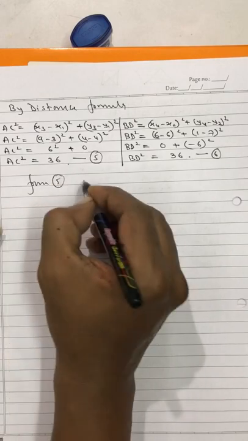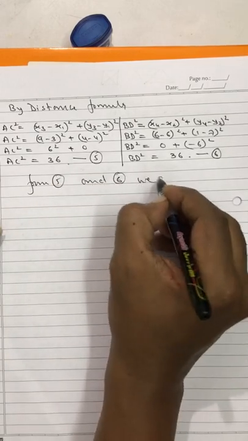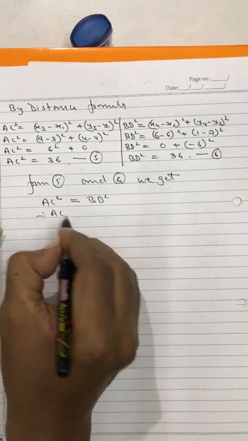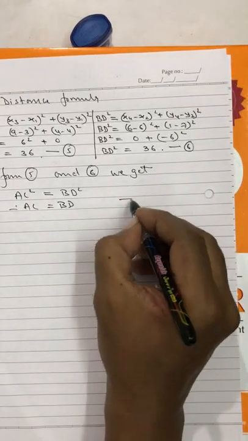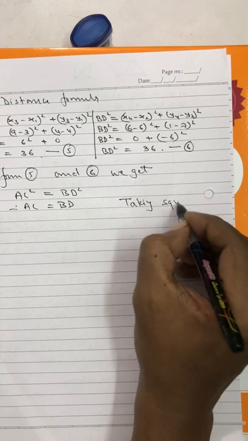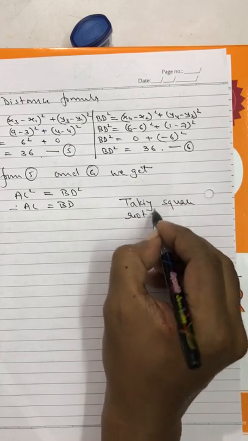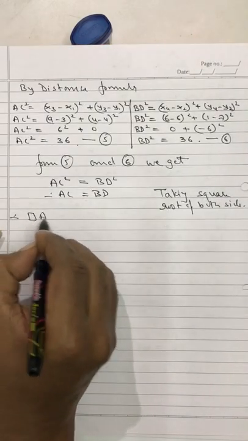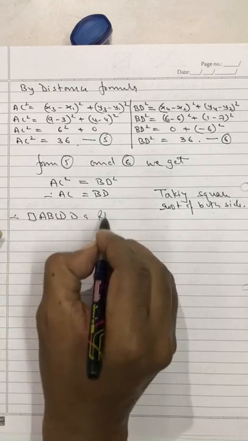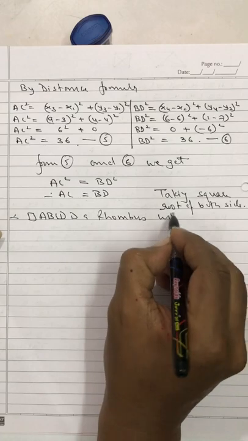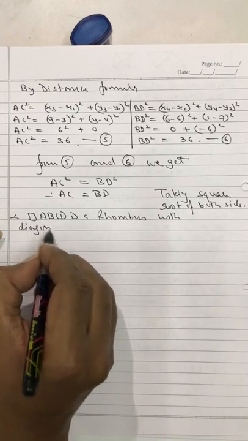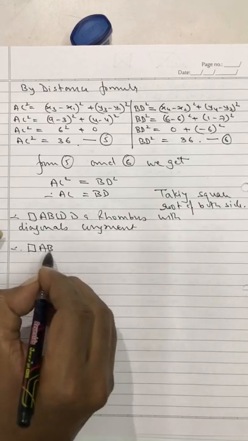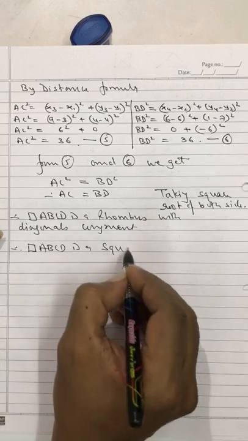From 5 and 6 we get AC square is equal to BD square, therefore, taking square root of both sides, AC is equal to BD. Therefore quadrilateral ABCD is a rhombus with diagonals congruent. Therefore quadrilateral ABCD is a square.